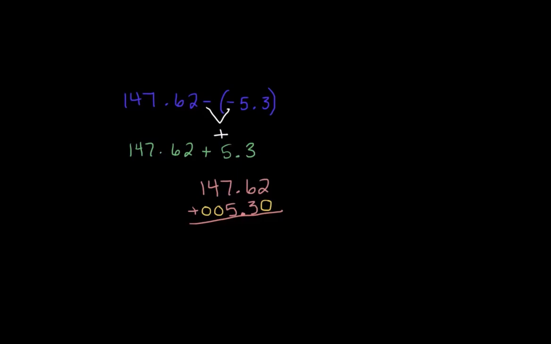So 2 plus 0 is 2. 6 plus 3 is 9. 7 plus 5 is 12, so you're going to write down your 2, carry your 1. 1 plus 4 is 5. 1 plus 0 is 1. Your decimal for your answer is going to go right in line with the other decimals. So our answer is 152.92.